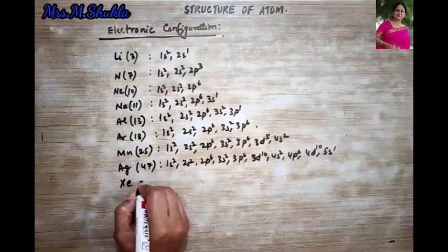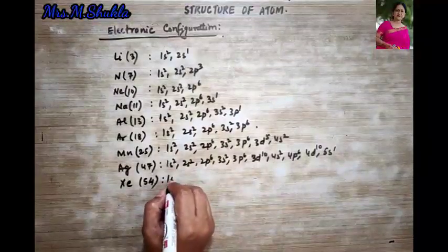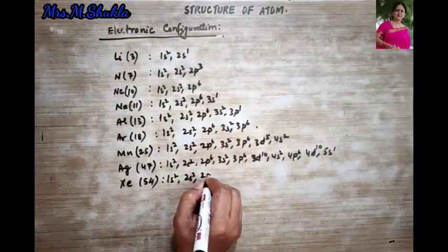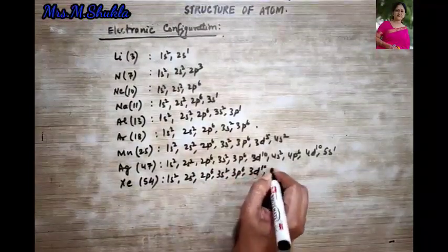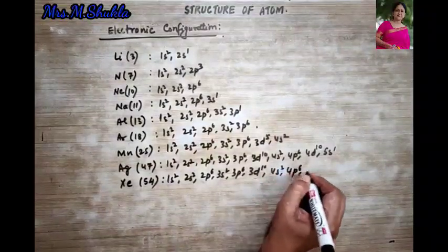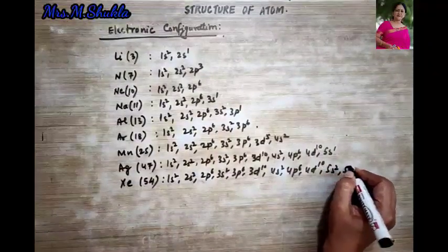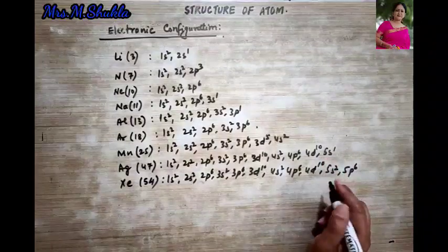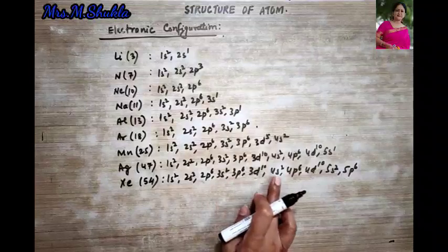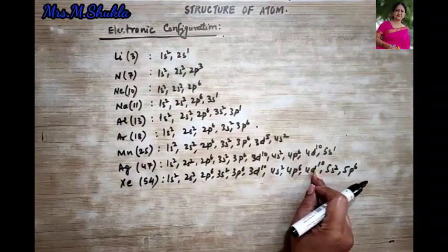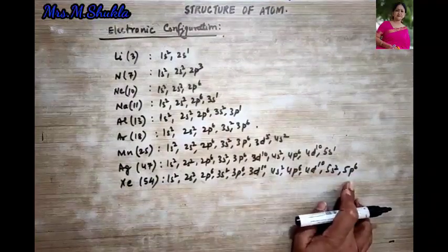Then let's come to xenon. Its atomic number is 54. So this becomes what? 1s2, 2s2, 2p6, 3s2, 3p6, 3d10, 4s2, 4p6, 4d10, then 5s2, 5p6. So till 4d10. Okay, so let us total this. 10, 20, 30, 40, 54. This becomes your xenon.